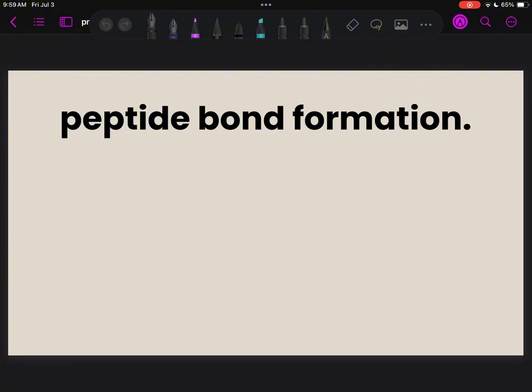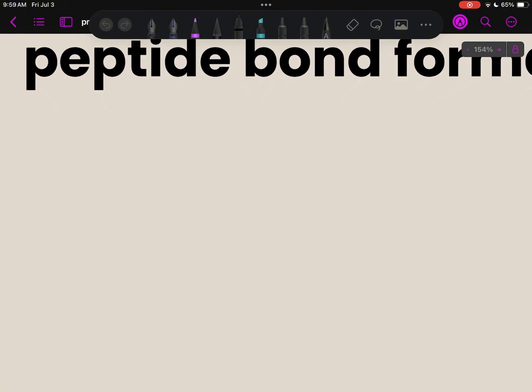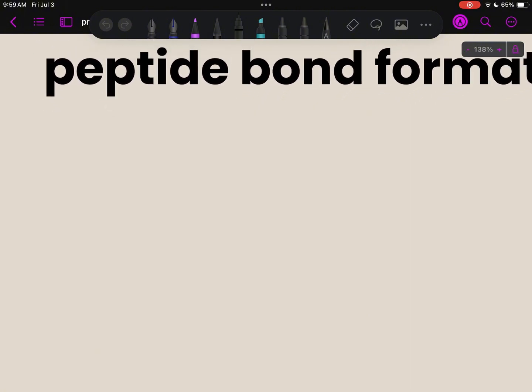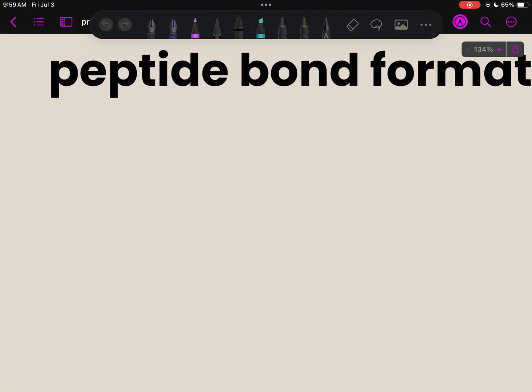So we're going to draw, let me get a black pen. That's a pencil. I don't usually like pencils. Okay, so we are going to draw a peptide bond. So with this, we're going to draw two amino acid monomers.